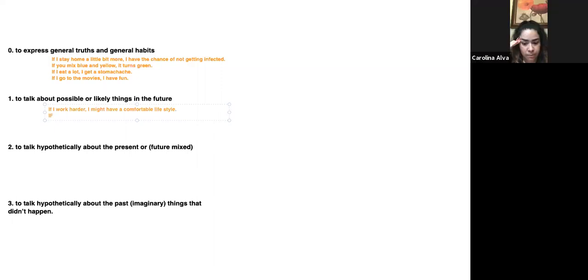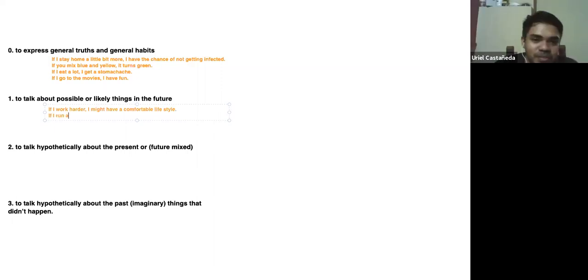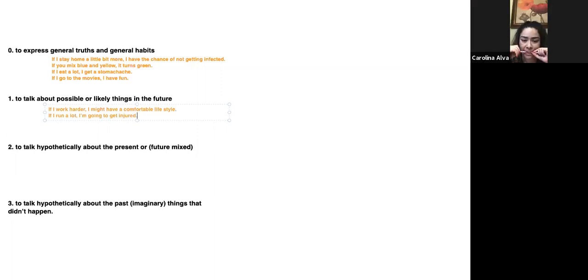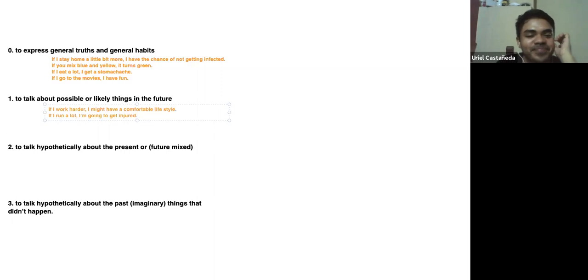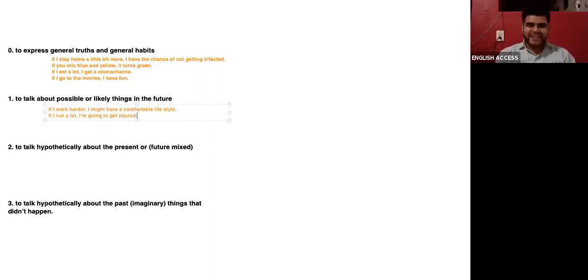Yeah. Well, something that I like to do is go to run in the afternoons. I have been doing this for 3 years at least, and I'm trying to return to that activity, but this is my sentence. If I run a lot, I'm gonna get injured because my body's not so prepared for this after long months without activity. Nice. I like that. Thank you for the context.